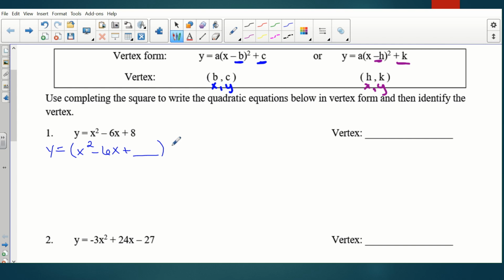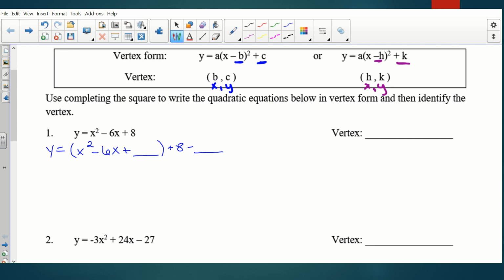So this plus 8 ends up going outside my parentheses now. We kind of kicked it out for a little bit. And that value that we're going to add inside the parentheses, we're going to subtract on the outside. Because again, we're not trying to change this original quadratic. We want to keep working with this quadratic. We're just going to make it look a little different.